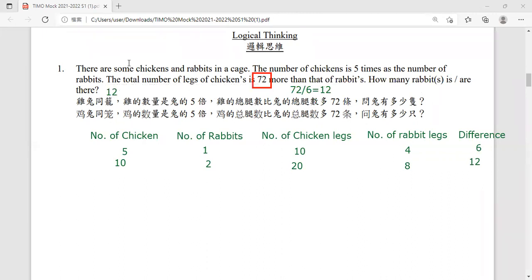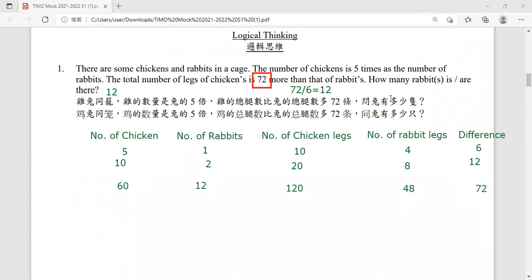Just that. Of course, to check, there will be 60 chickens, and 60 times 2 is 120 legs, and the rabbits have 48, and the difference will be 72.